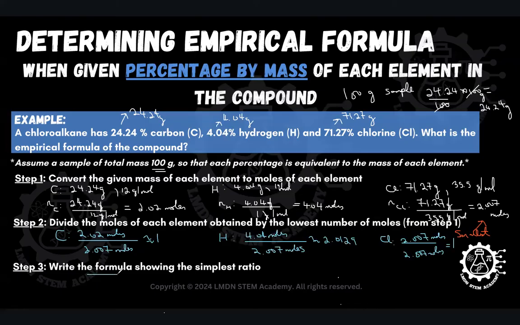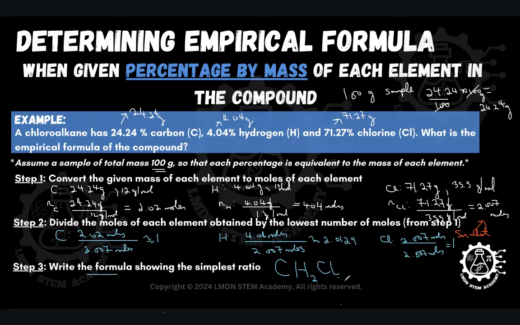And so we're going to write the formula, just putting these numbers beside their respective elements. And so our answer is CH2, because the 2 goes with the H, and then the Cl. There's only one of them. So our empirical formula then is CH2Cl.